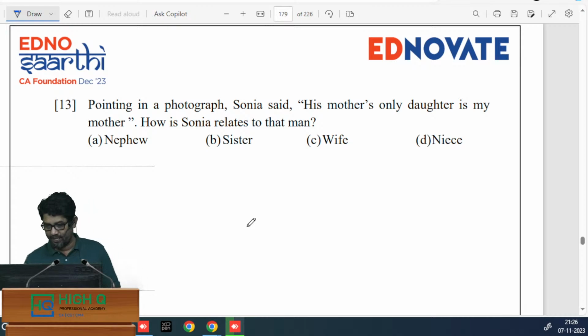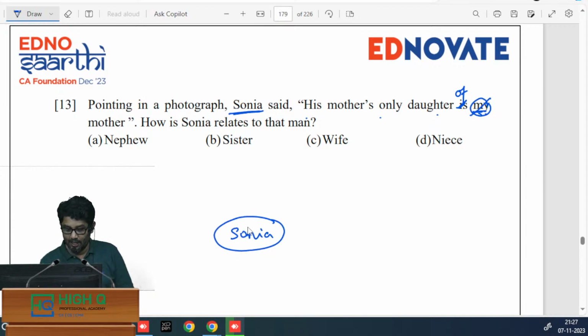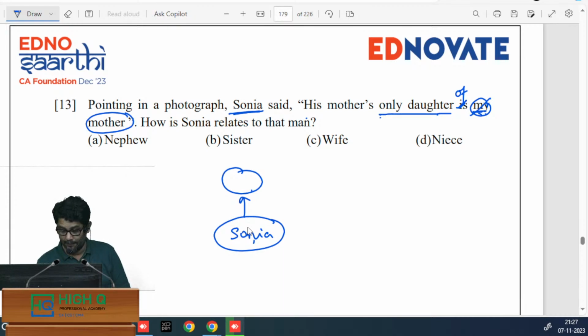Pointing to a photograph, Sonia said, his mother is the only daughter of my mother. See, listen here, my dear. First, when you do the conversation type problem, we need to understand who is making the conversation. Sonia is making the conversation about a man. Now, there is my. This my stands for whom, my dear? Sonia. From there you start. Right hand side of my, there is mother. So Sonia has got a mother. Next, only daughter. That mother has only one daughter, that is Sonia only.